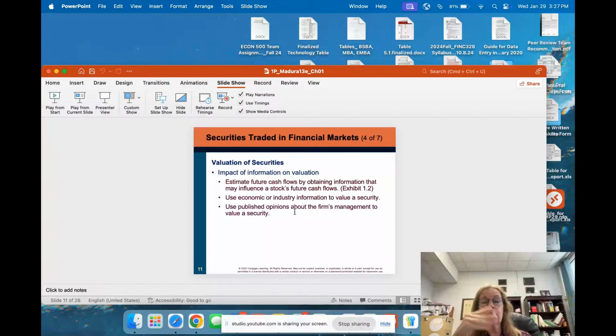And there's several techniques that we use. The multiples model is one. Finding the present value of the cash flows is another one. You can find the present value of the dividends, and so forth. So there's several ways.